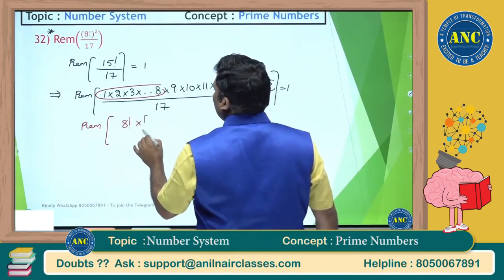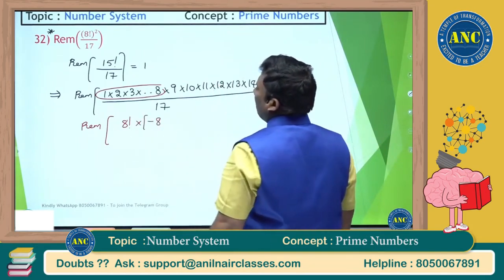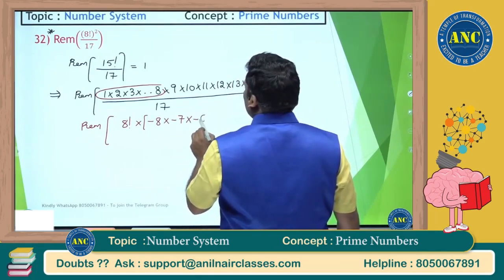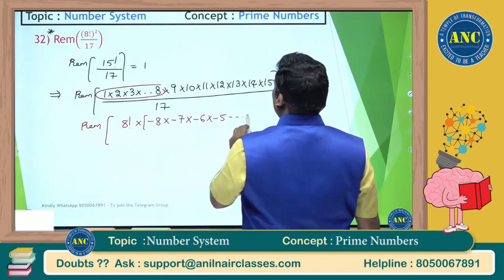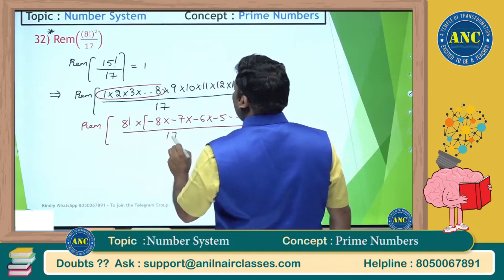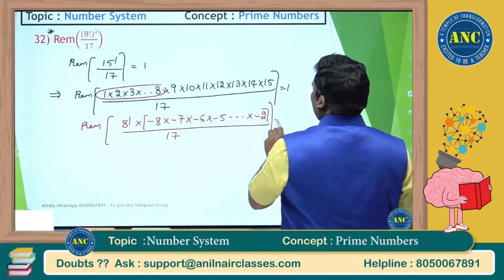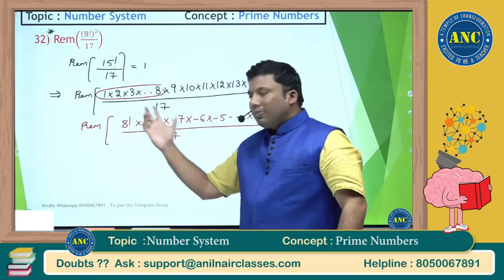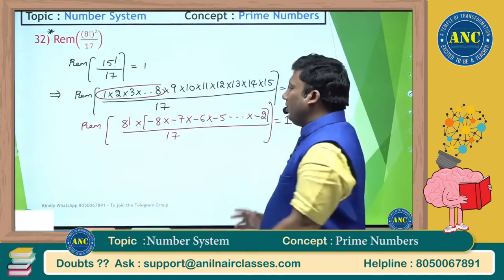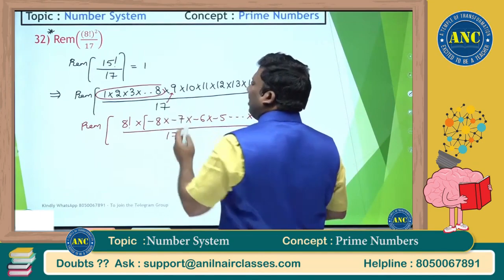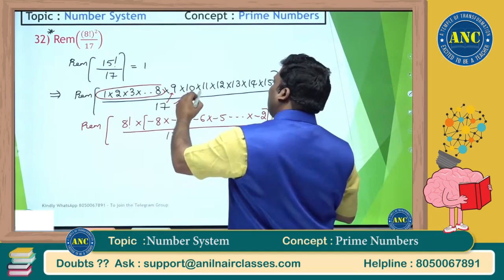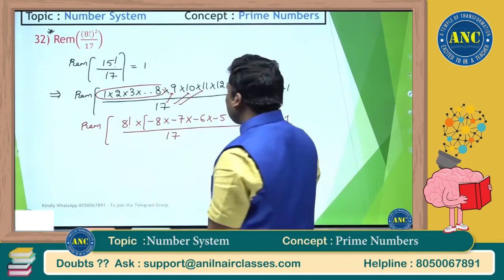9 divided by 17. 17 ones are 17, minus 8, negative remainder. 17 ones are 17, minus 7, minus 6, minus 5, up to 15 divided by 17, minus 2, divided by 17, it is 1. I hope it is clear. Only the first part of it I am taking. Next part I am doing negative remainder. 17 ones are 17, minus 8; 17 ones are 17, minus 7; 17 ones are 17, minus 6, minus 5.